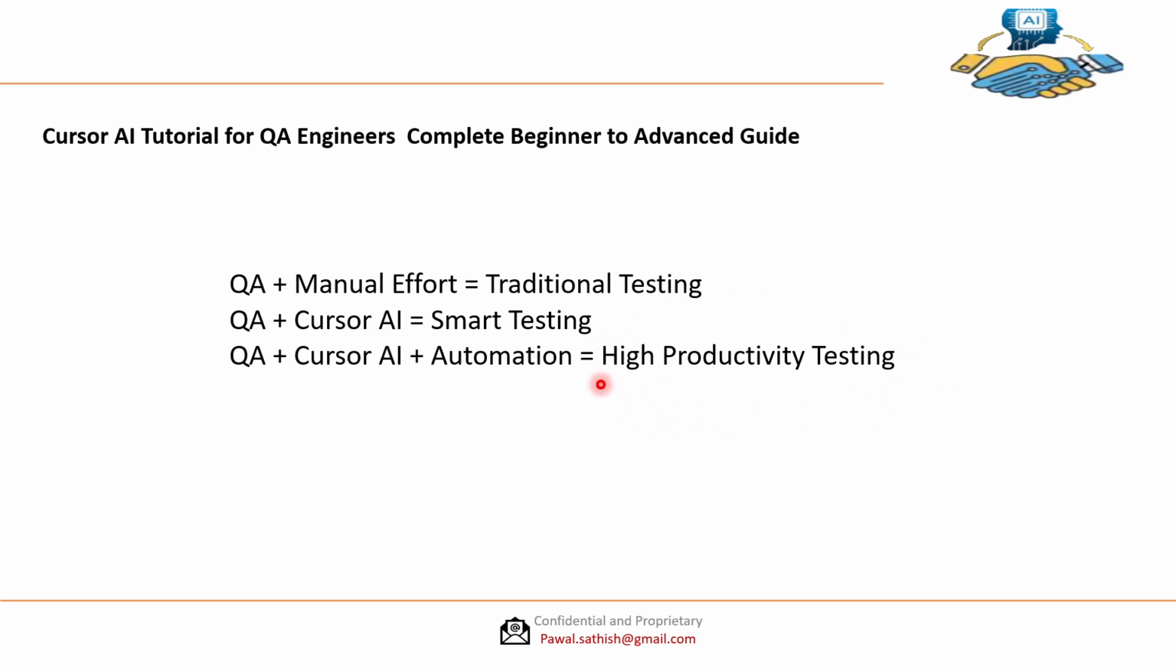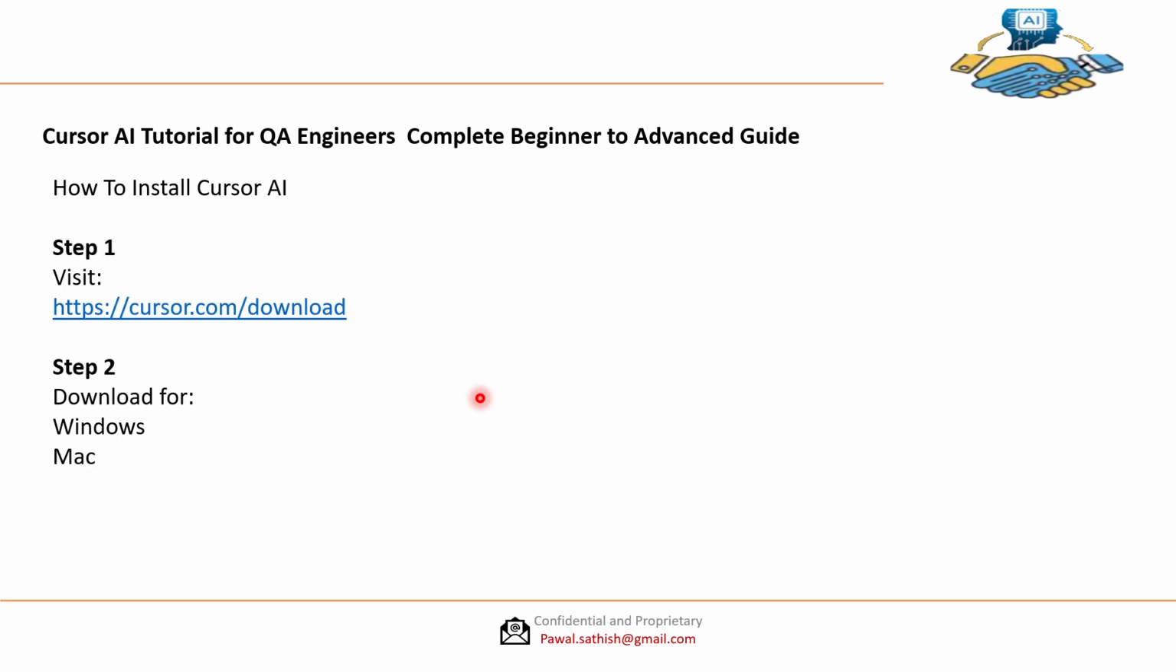As I mentioned earlier, in this series we'll see how Cursor AI can be used for QA from beginner to advanced. We'll cover how Cursor AI is useful for manual testers, automation testers if you are using Selenium with Java TestNG, API testing, and even performance testing using JMeter. We'll see all these details in the next upcoming videos.